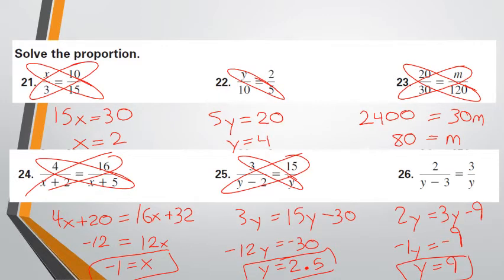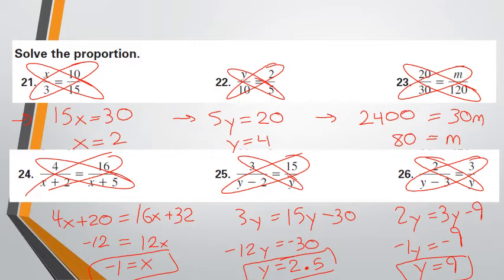Here are your answers. Now, if you remember back in the day when you had this, the way to solve a proportion is to cross multiply. Remembering that a proportion is basically 2 ratios set equal, or another way to say that, it's 2 fractions set equal to each other. So you'll cross multiply. If you look at 21, 22, and 23, that's exactly what happened. And you can see the 15x equals 30 on 21, the 5y equals 20 there, and the 2400 equals 30m. Again, it's by cross multiplication, and then we're just solving with the algebra.